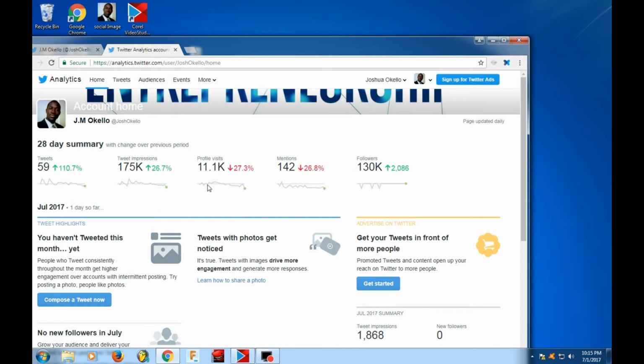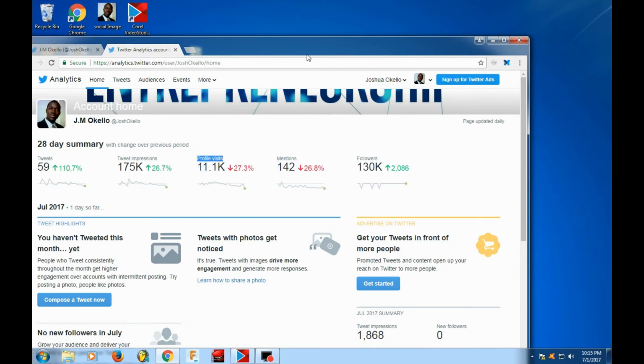Now, if you move on to profile visits, these are people who visited my profile. My number showed that it went down 27%, which is really high. And out of those people who visited my profile, 11,000 people visited my profile. If you take 11,000 people visiting your profile, if you tweet and post things that they relate to, at least 100 of them will buy your product. I'm just giving low numbers because I don't want to raise your expectations too high.